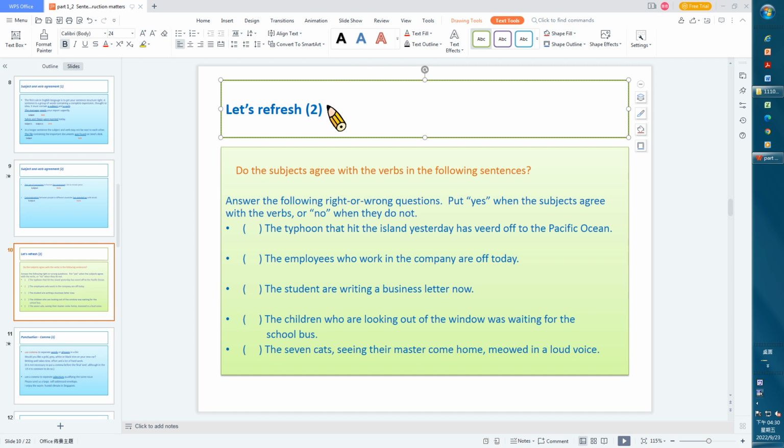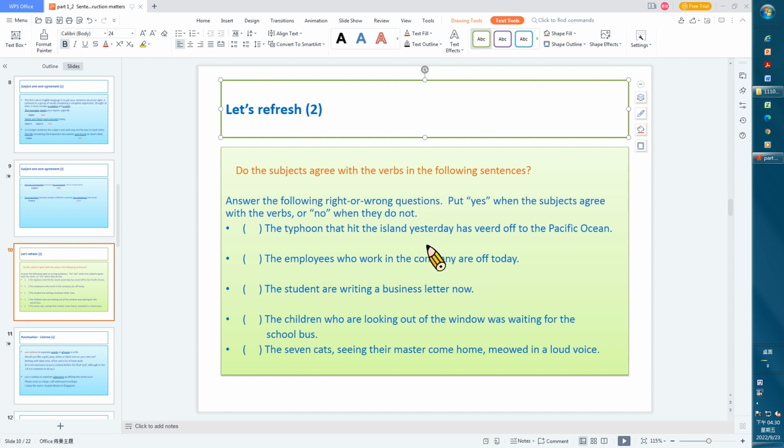Let's refresh too. Do the subjects agree with the verbs in the following sentences? Answer the following right or wrong questions. Put yes when the subjects agree with the verbs, or no when they do not.